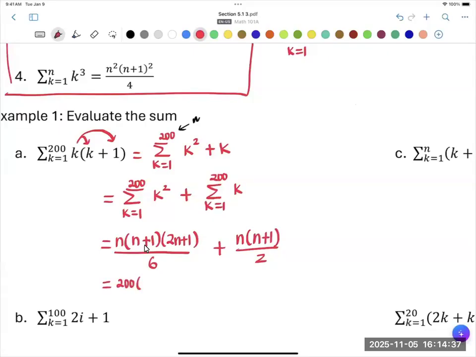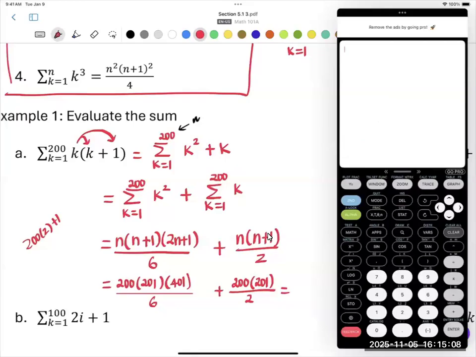So 200 times (200 plus 1), which is 201, and then 201 again, and then 200 times 2 plus 1 will be 401, and then divide by 6. Plus 200 times (200 plus 1), which is 201, and then divide by 2. And then we would put that in the calculator to find the value.